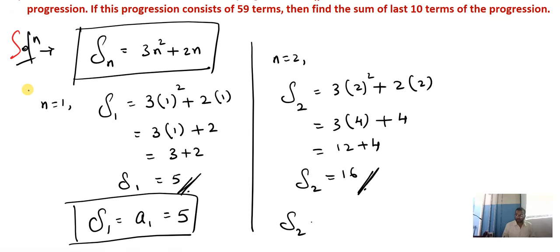Now what is the meaning of the sum of two terms? The sum of two terms means A1 plus A2. S2 means what? I'll solve here. What's the meaning of S2? S2 means A1 plus A2 is called S2.